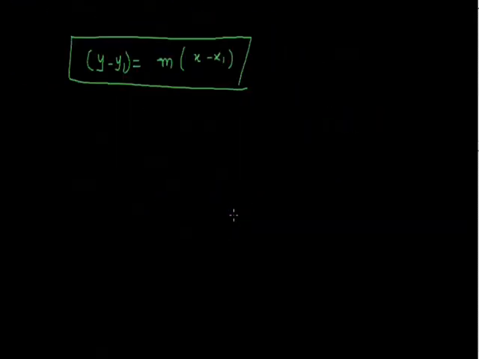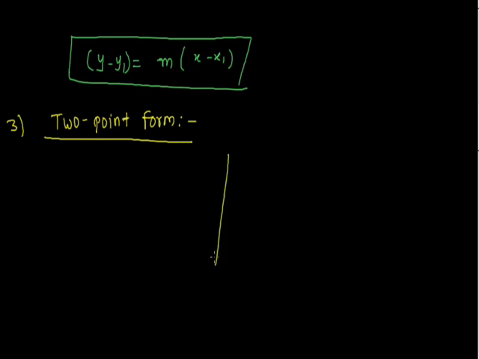The next form is two-point form. When in a question we have information about two points, we can use two-point form. If the information about the two points is given in the question, we can use two-point form.